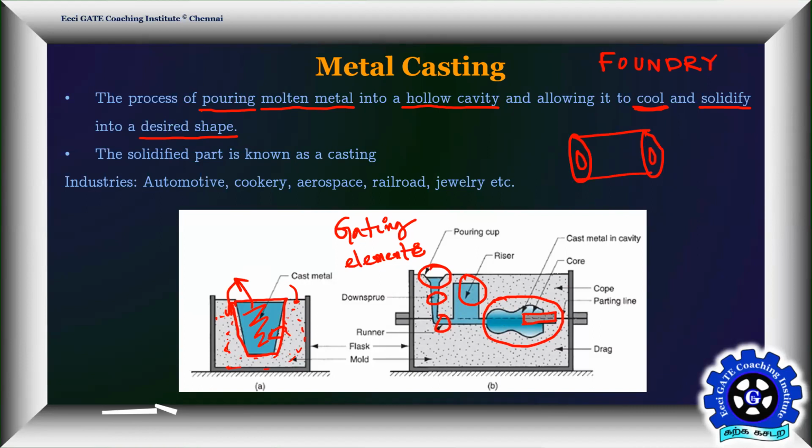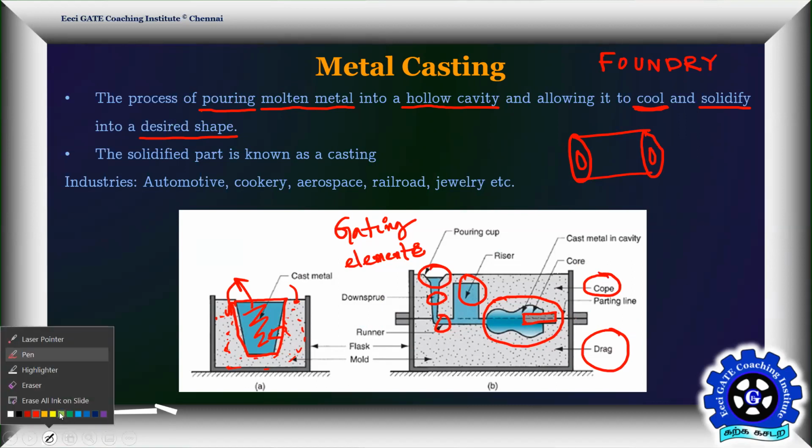I'll tell you clearly what a core is, and we'll design that. And you do this in two different boxes. Those are called the cope box and the drag box. The cope box is the top box, and the drag box is the bottom box. Sometimes they even use three boxes. Let me draw that diagram.